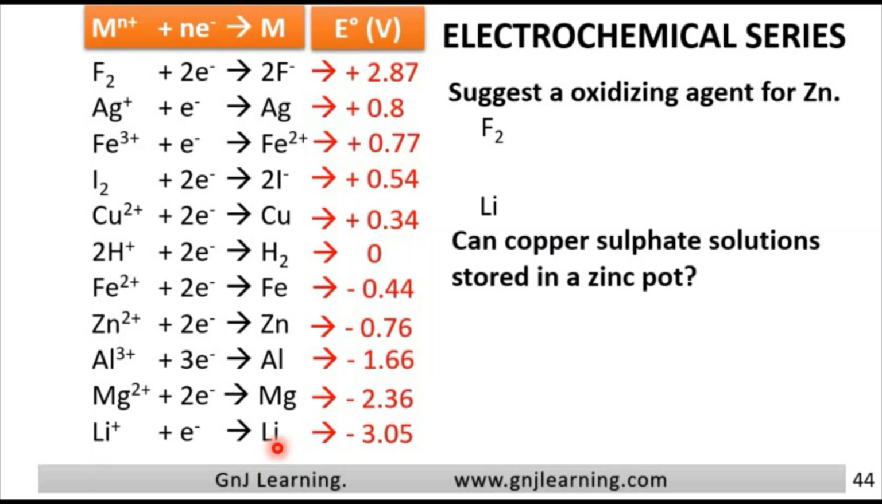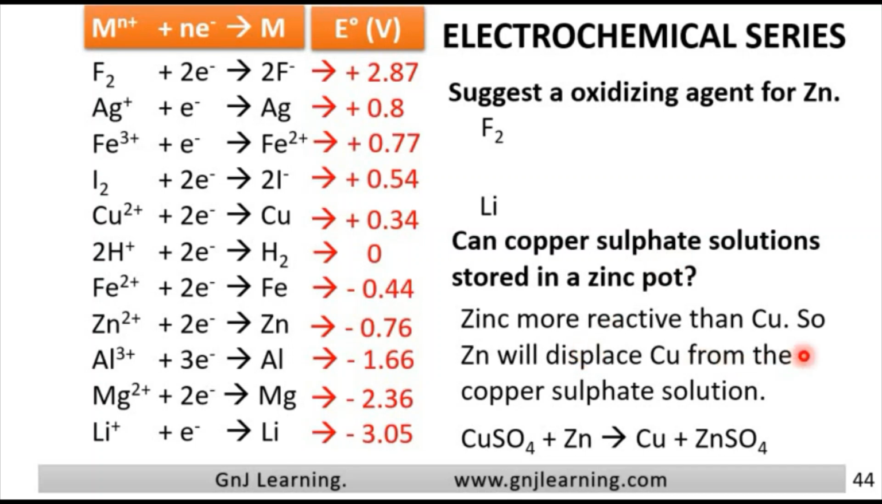Now, can copper sulfate solution be stored in a zinc pot? That's a good question. Copper sulfate means copper is in solution, and storing it in a zinc pot means the metal is zinc. Is it possible? Here the oxidizing agent is Cu2 plus and the reducing agent is zinc, and copper has the higher electrode potential. That means zinc will displace copper in the solution, isn't it? So you cannot store it, because the copper sulfate will change into zinc sulfate.